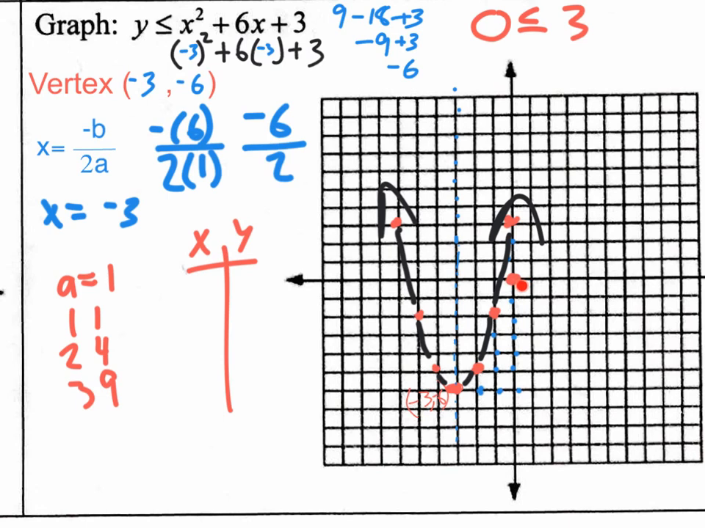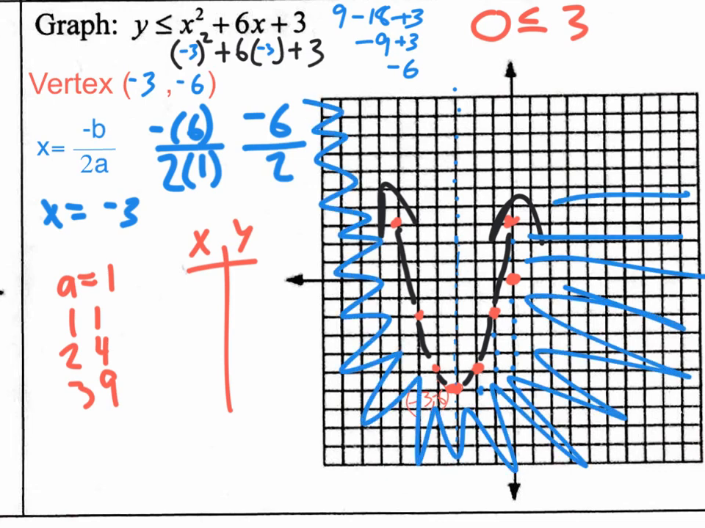So that means that (0, 0) does work. It is a solution. That means that all my solutions are going to be on the outside of the parabola, not on the inside. So because (0, 0) works, I'm going to shade in everything that's on the outside of the parabola, not on the inside. ¿Sí me entienden? Yes. All right.